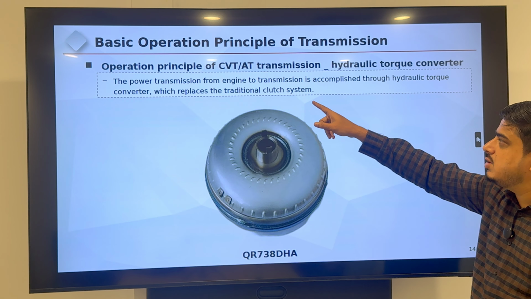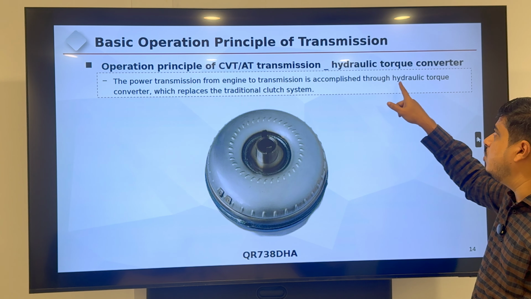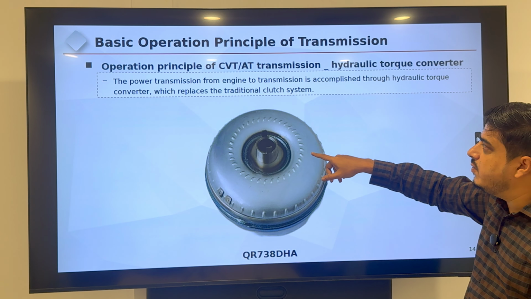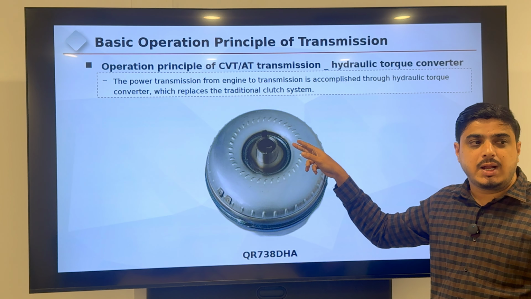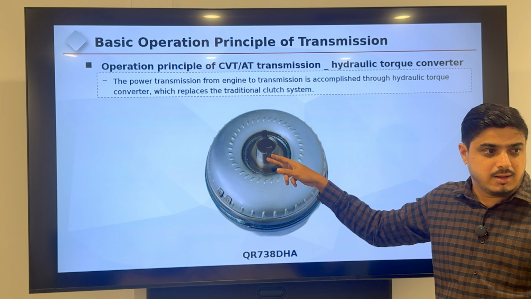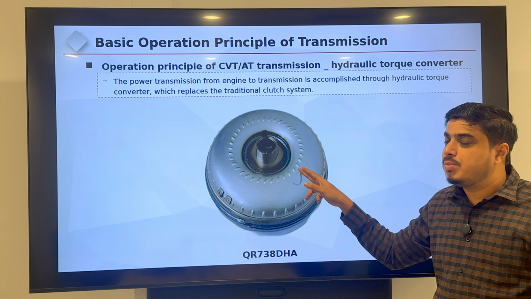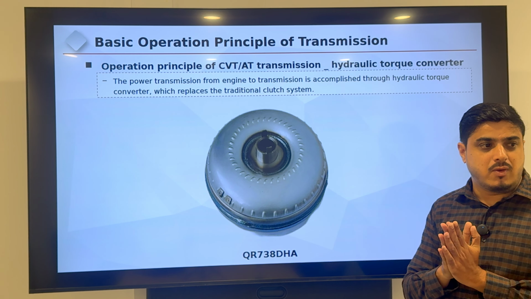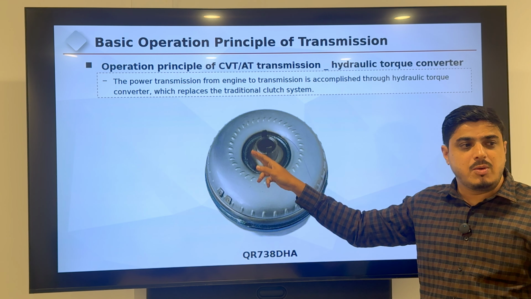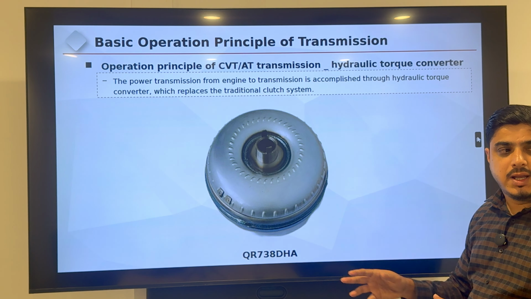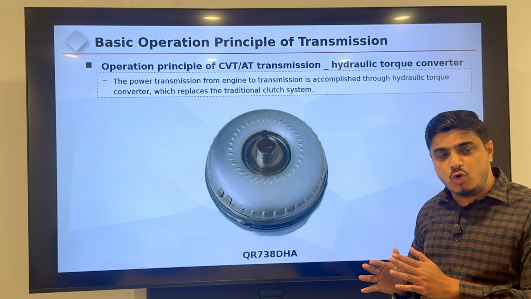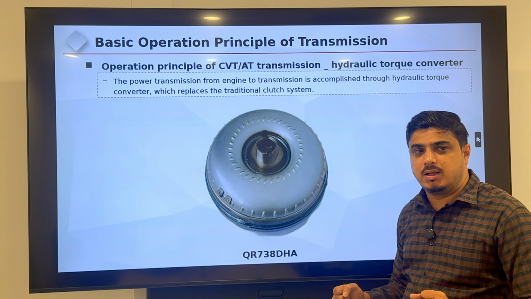The power transmission from engine to transmission is accomplished through a hydraulic torque converter, which replaces the traditional clutch system. How does it work? By hydraulic pressure only. It gives opposite pressure to stop the engine power through the oil pressure, to engage the gear more smoothly and more efficiently.